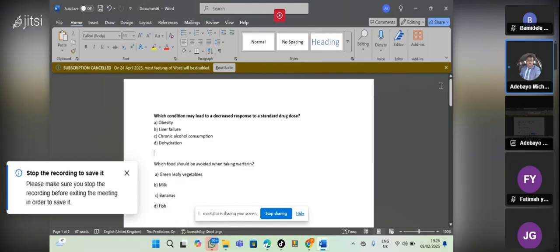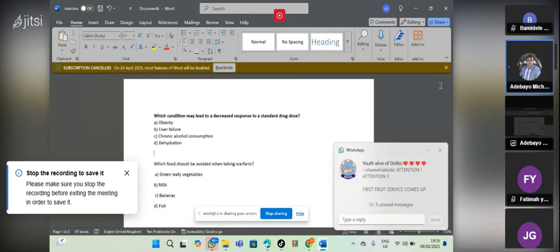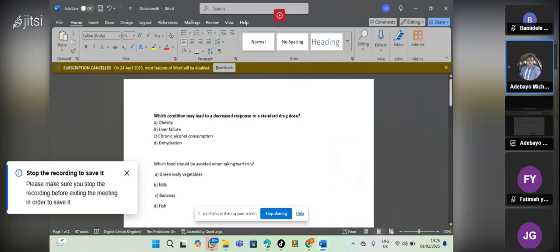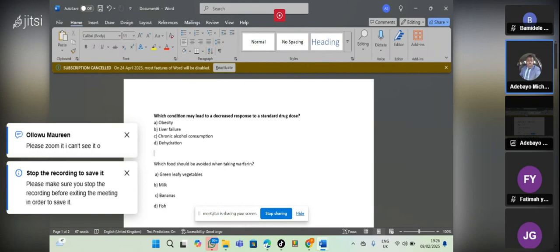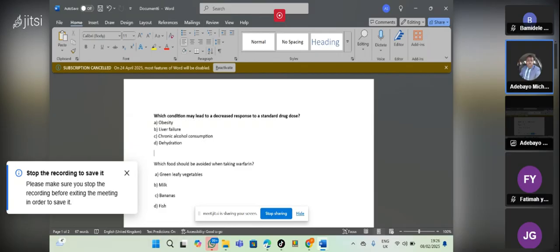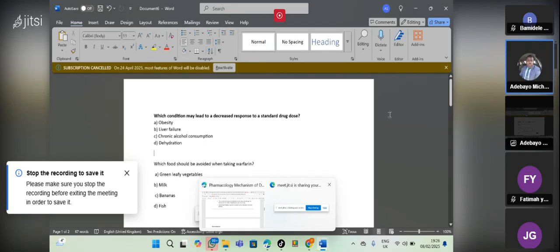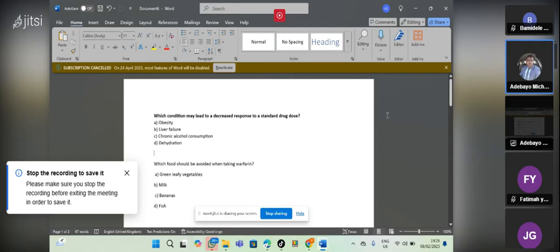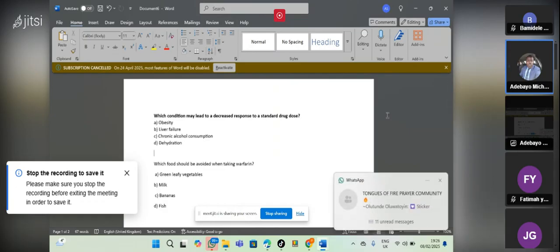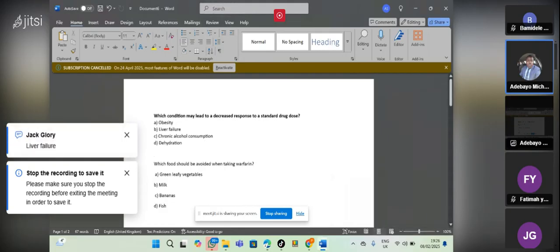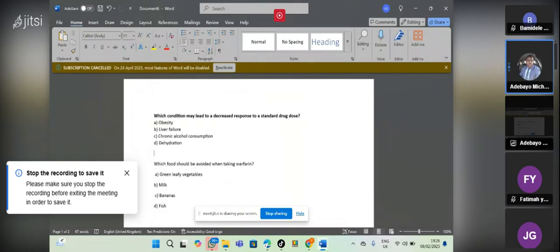So quickly, just pop it into the chat so that we can continue. Please pop it into the chat so that we can continue.